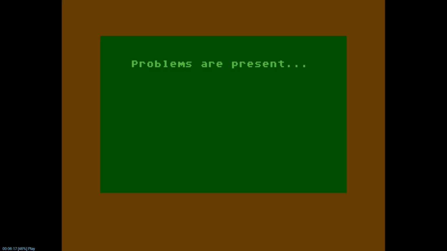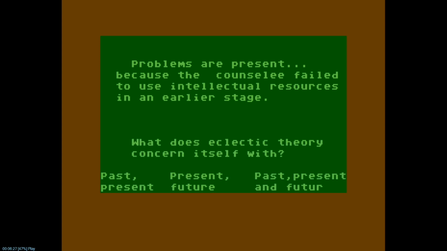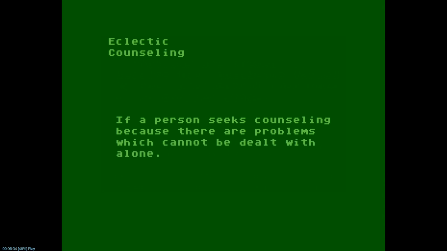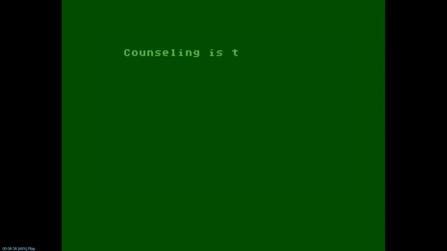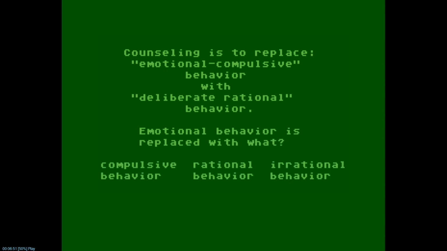Problems are present now, the eclectic theory states, because the counselee failed to use his intellectual resources in an earlier stage. What time periods does the eclectic theory concern itself with? Right. The theory holds that if a person seeks counseling because there are problems which cannot be dealt with alone, then counseling is to replace emotional compulsive behavior with deliberate rational behavior, based on maximum use of intellectual resources. The counselor guides the counselee so that emotional behavior is replaced with what type of behavior?